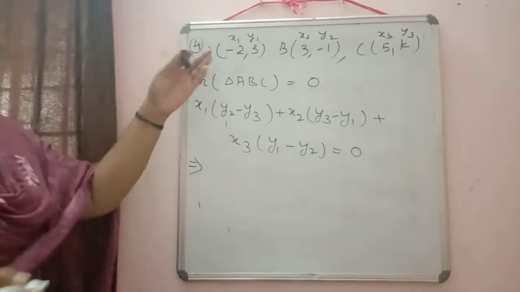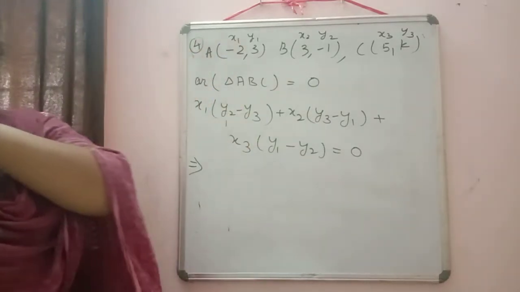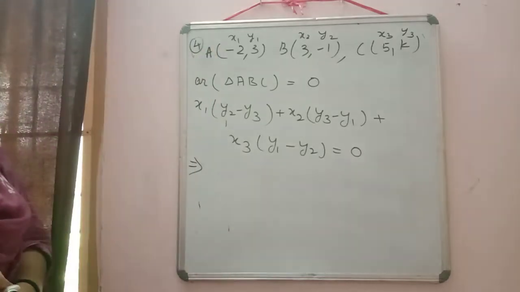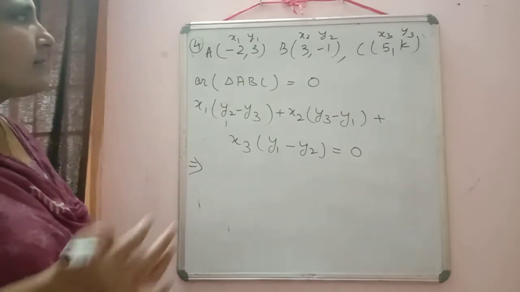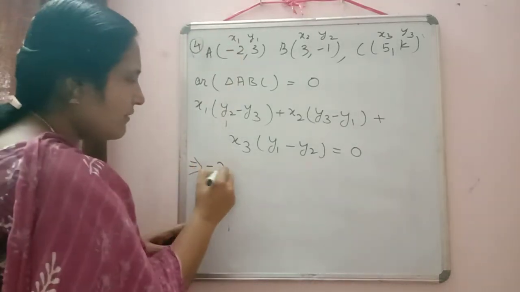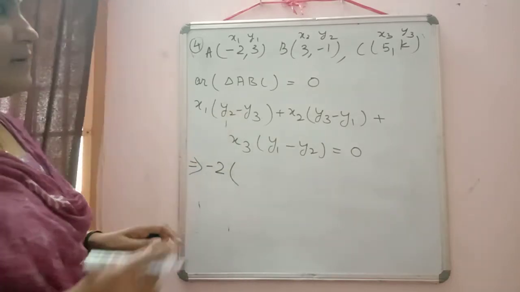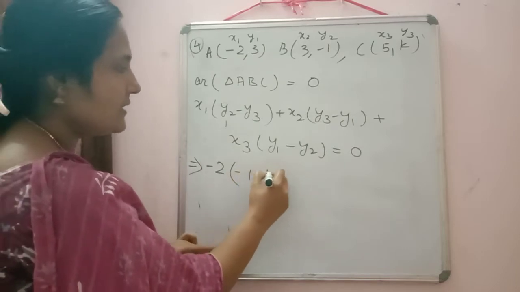Does it mean that first one only you have to take x1 comma y1? It depends on you there. For our convenience, we are taking the first point as x1 comma y1. Now we will substitute the values here. x1, in place of x1 what we have? Minus 2. y2 minus y3. y2 is negative there. Minus 1 and y3 is k.